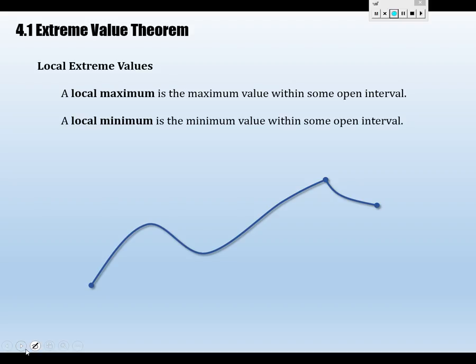Does that make sense? It's not true that for every open interval it has to be the maximum. You just have to find one. So then you're good. Yeah. Is this just a restatement of there exists an open interval where that point is? Absolutely. Yeah.